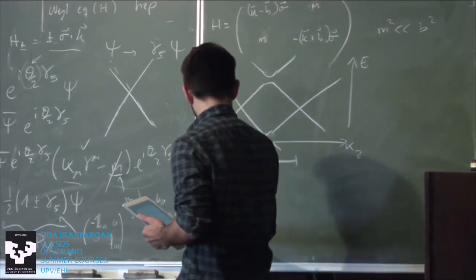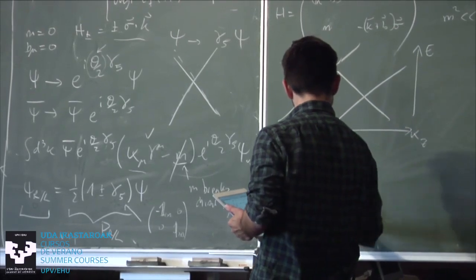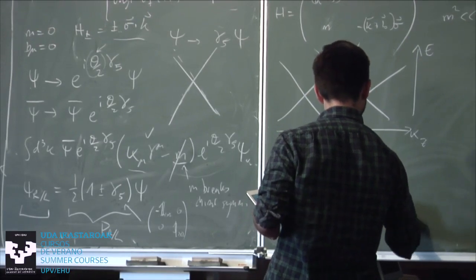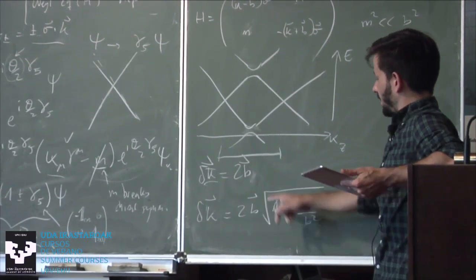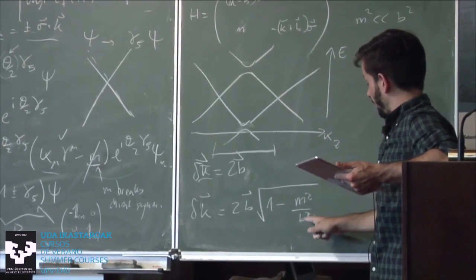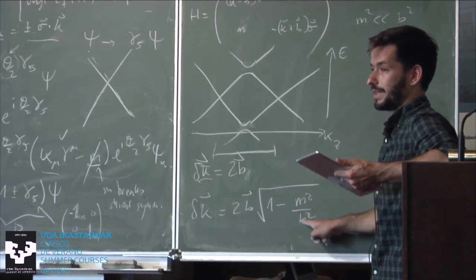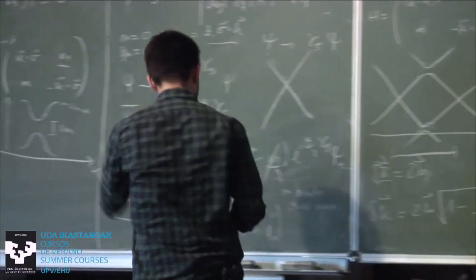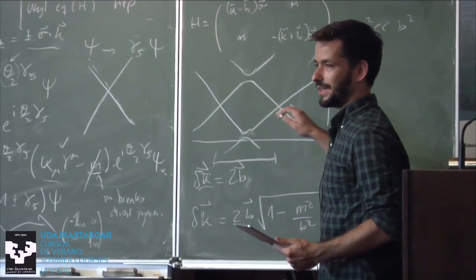And the reason I said yes, that they move in K, is because now if you compute the distance, it looks like this: 1 minus m squared over b squared. So you see, if m is small, this is great because it opens up a gap, it moves them a bit closer, but if b becomes smaller than m, this becomes imaginary. So how can a momentum space separation be imaginary?